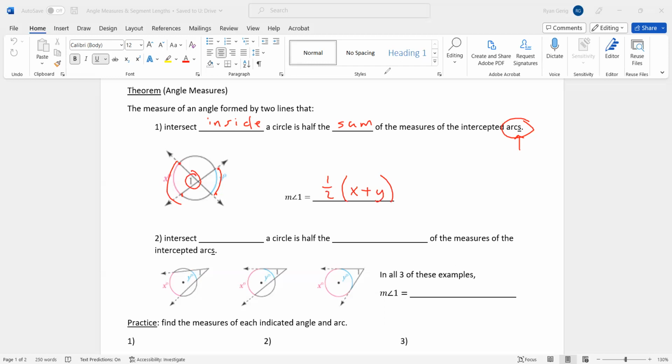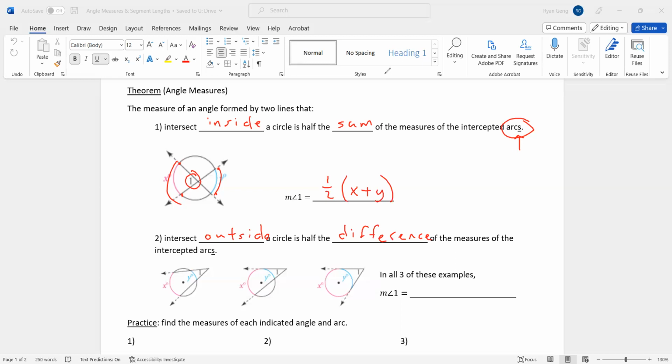But what happens if the 2 lines intersect outside the circle? Well, that's where the second part of the theorem comes in. The measure of an angle formed by 2 lines that intersect outside a circle is half the difference, not sum, but difference of the measures of the intercepted arcs. Again, you're going to have 2 intercepted arcs.